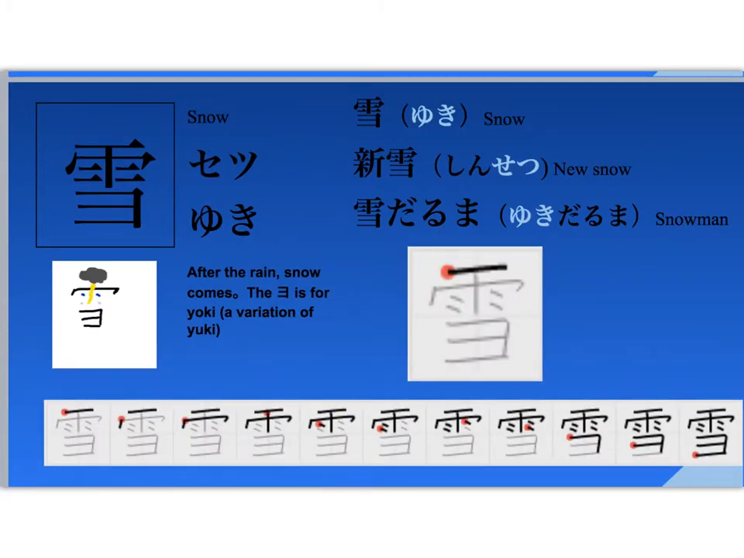How appropriate that we're studying the kanji for snow. We just got 4 feet of snow here in Canada, and it was September 28th, 29th, and 30th. It was crazy. They canceled school.